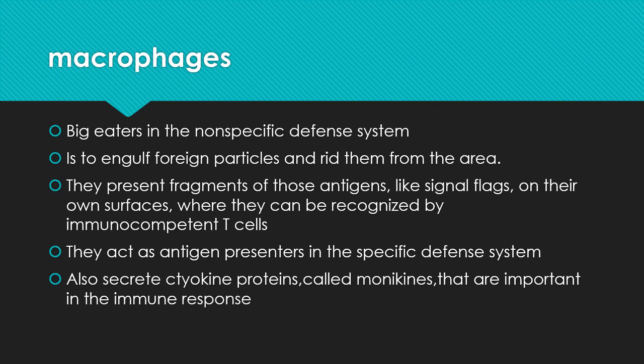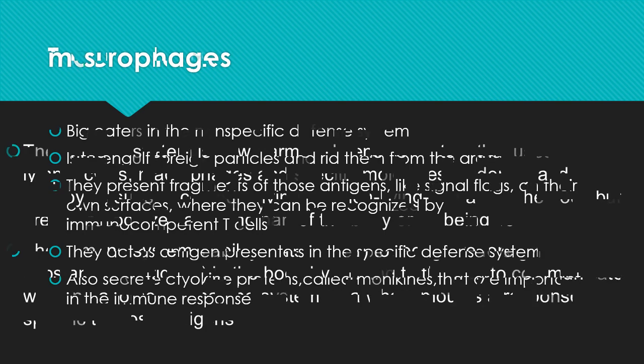Macrophages, they are the big eaters in the non-specific defense system, engulfing foreign particles and ridding them from the area. They present fragments of those antigens like signal flags on their own surfaces where they can be recognized by immunocompetent T cells. They act as antigen presenters in the specific defense system. They also secrete cytokine proteins called monokines that are important.